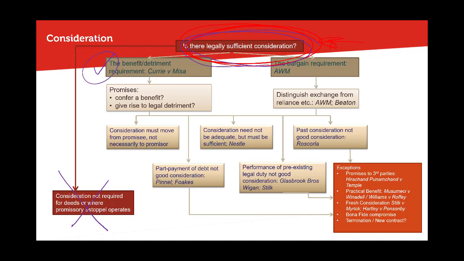We can find it. Is there the bargain requirement though? This, I think, is a little bit more problematic for the promise to pay the $10,000. The promise to pay the $10,000 is in exchange for a promise to deliver what is essentially an existing legal duty. So where have I got an existing legal duty?